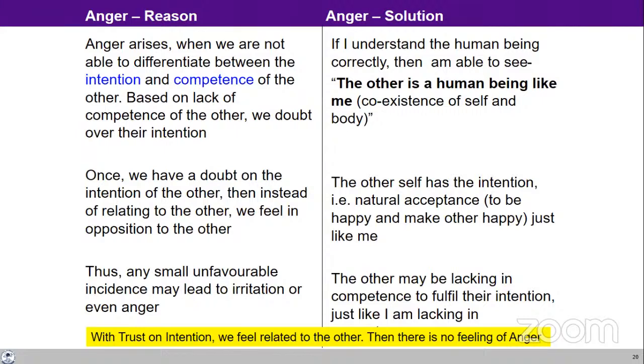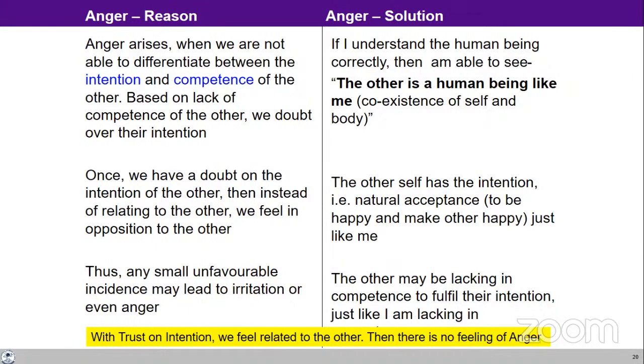Why does it happen? If you are able to see their intention, there won't be any reaction, there won't be any anger. We'll be able to understand the situation. Are we able to see this? Then what's the solution? The other is also a human being like me. I have the natural acceptance. The other is also having the natural acceptance. He is also similar to me.